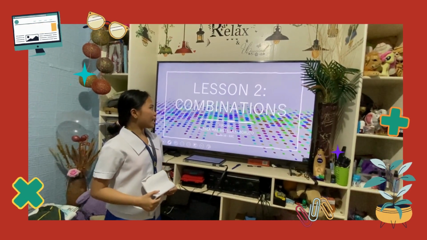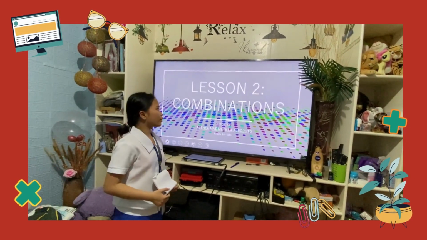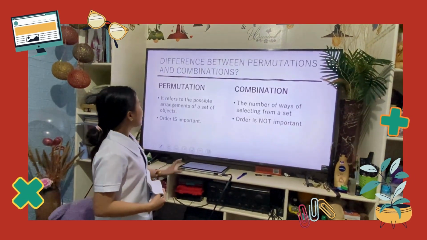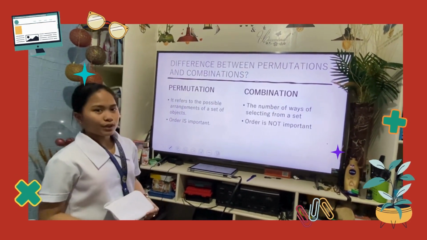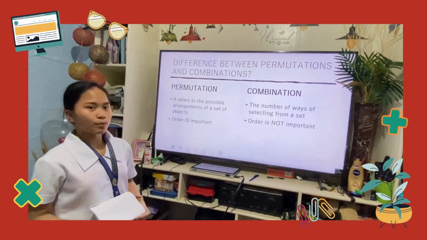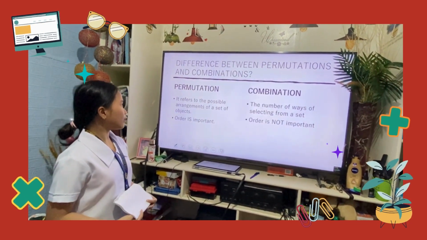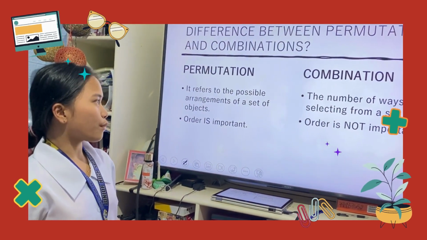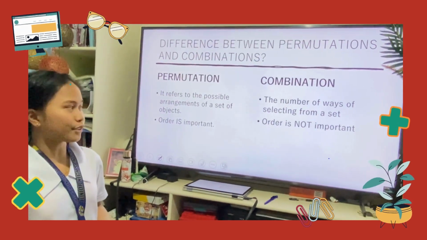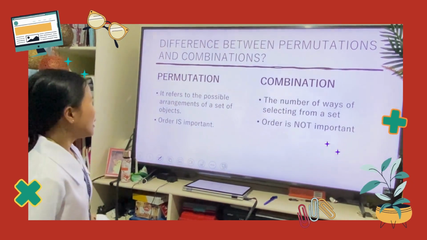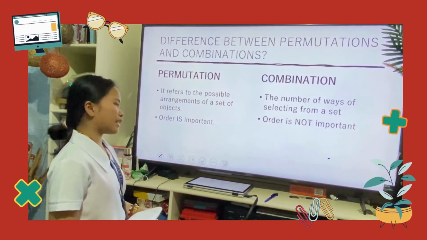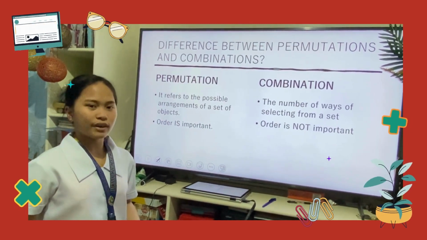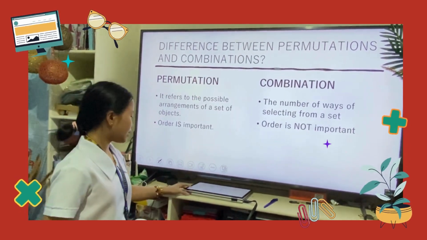Today I want to talk about Lesson 2, Combinations. What is the difference between permutations and combinations? Permutation refers to the possible arrangements of a set of objects. Combination is the number of ways of selecting from a set. For permutation, order is always important. Meanwhile, in combination, order is not important.